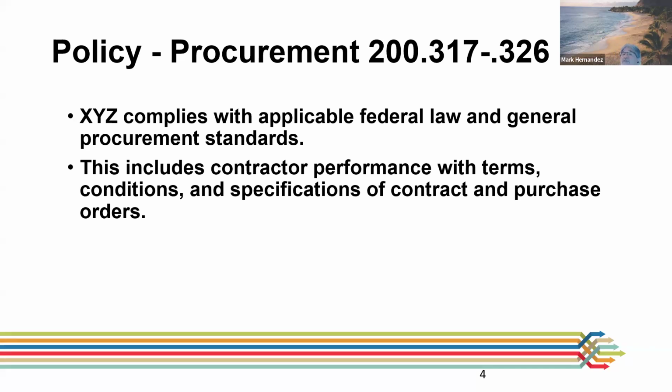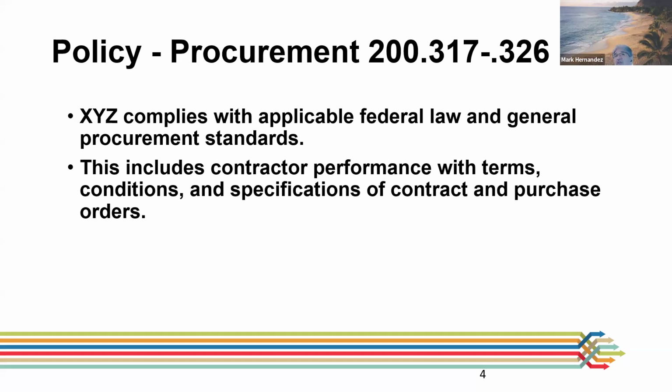So now, as you see over here, we're talking about procurement. With procurement, I added the citation. Procurement runs from 200.317 through 200.326. Those are all the citations that make up the procurement, and it's fairly detailed in the process.